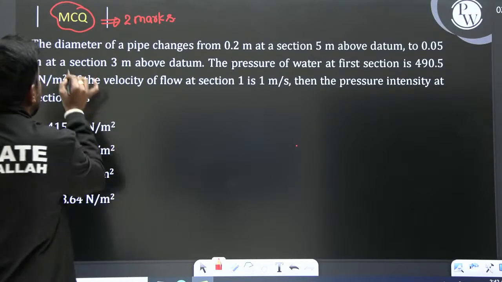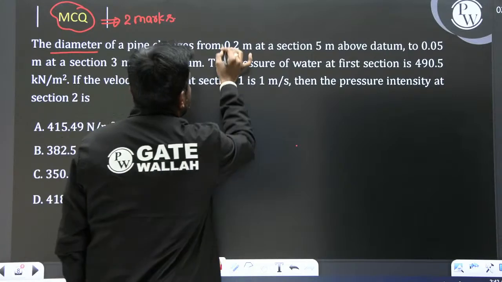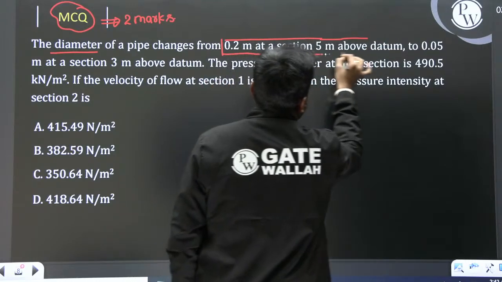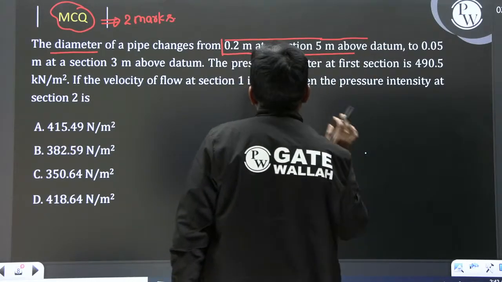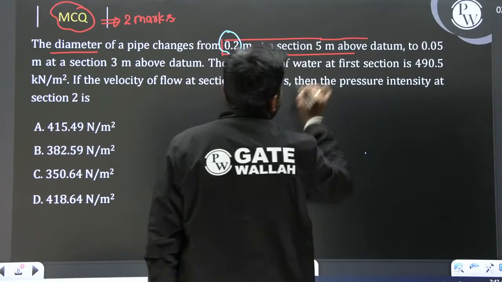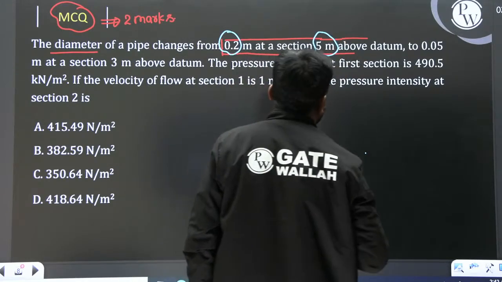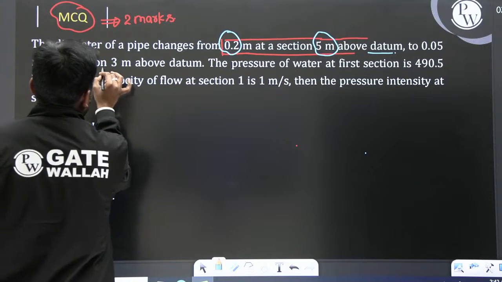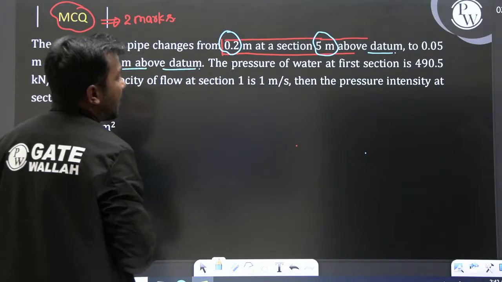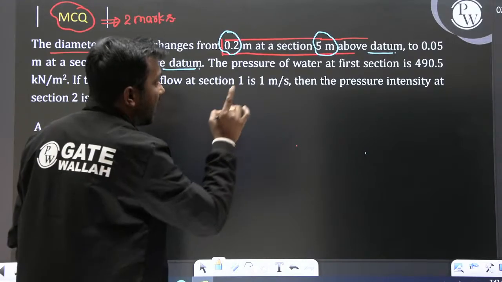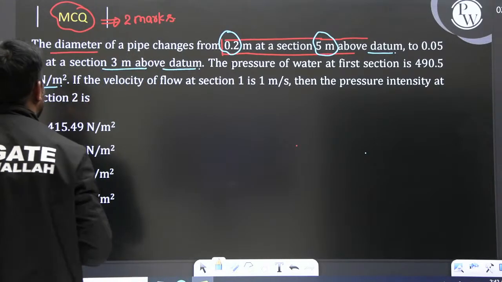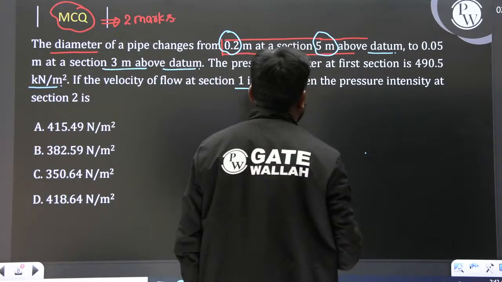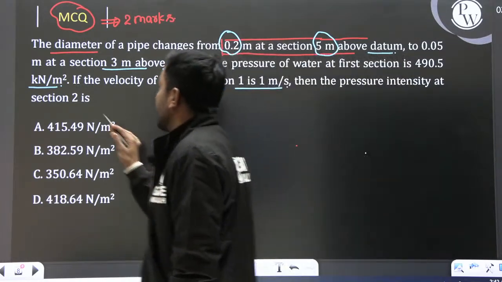In the question, they are saying that the diameter of a pipe changes from 0.2 meter at a section 5 meter above the datum line. So here they are giving you the diameter of the pipe at a section, and the elevation of that section is 5 meter, to 0.05 meter at the section 3 meter above the datum line. The pressure of water at the first section is given in kilonewton per meter square, or kPa. If the velocity of the flow at section 1 is 1 meter per second, then the pressure intensity at section 2 is asked.